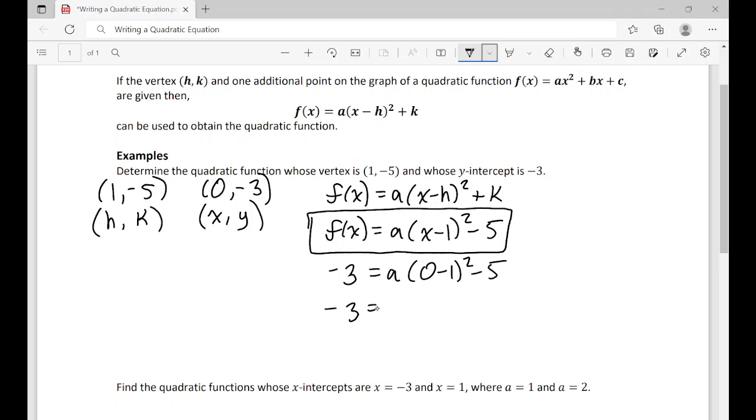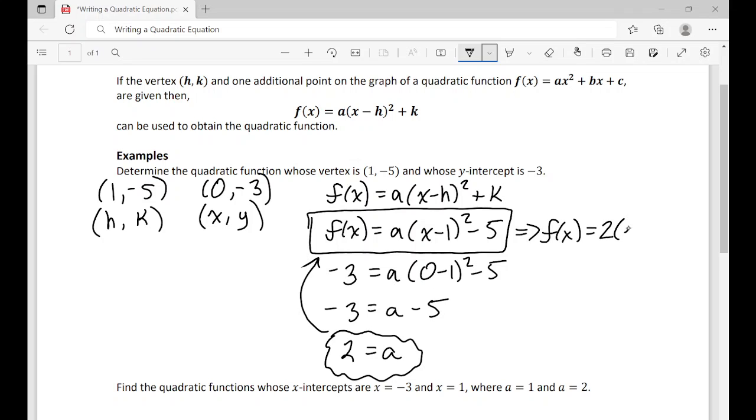So −3 equals a times, well, 0 minus 1 is −1, and −1 squared is a positive 1, then minus 5. Add 5 over, and we get 2 = a. This can be plugged back in to find our function. So instead of a plain a, our function f(x) is 2(x − 1)² − 5. And here is our quadratic function from the given data.